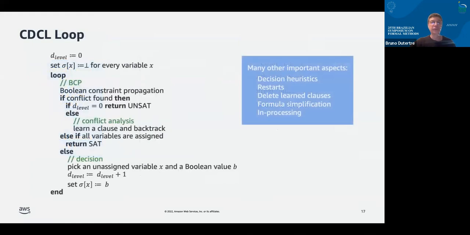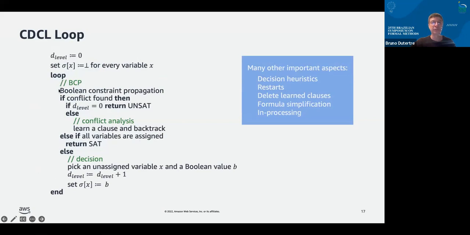Another way of looking at the problem is this pseudocode here that summarizes what I just described. That's more or less how a SAT solver works. You start by setting the decision level to 0. You start with an empty assignment, and then you keep executing this loop here.